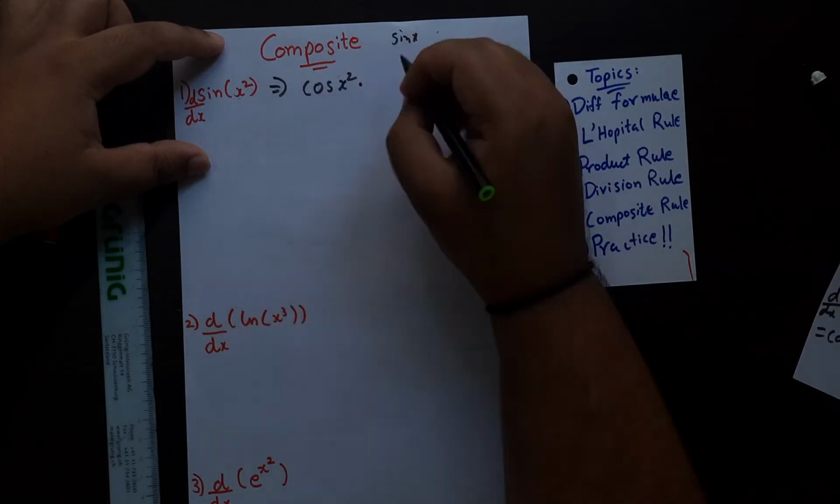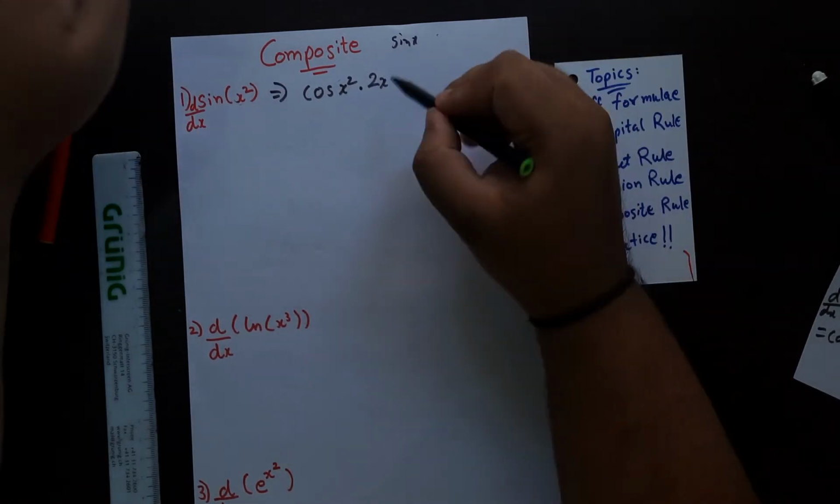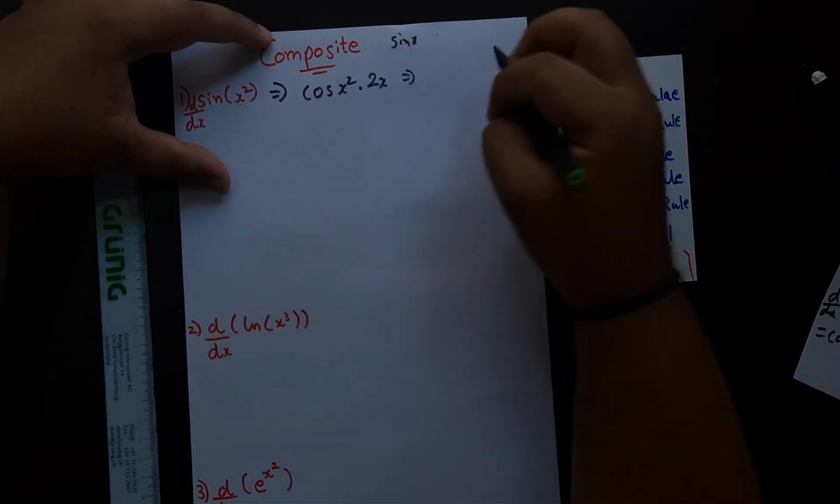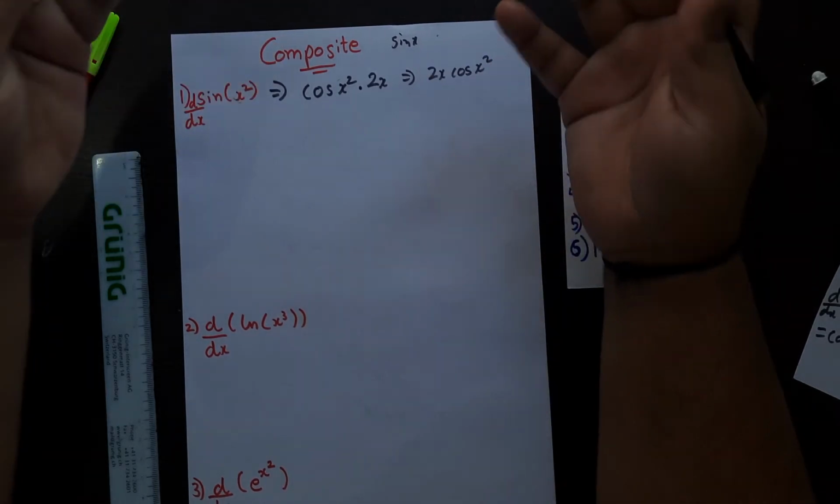So what is the differential of the inner part? D by dx of x square is nothing but 2x. So this is the final answer. Differential of sine x square is nothing but 2x cos x square. So what does this basically mean?